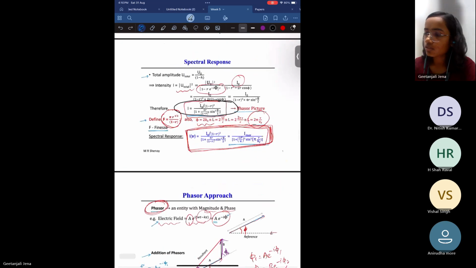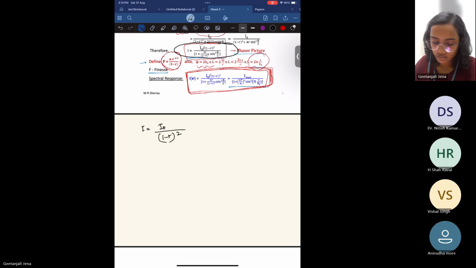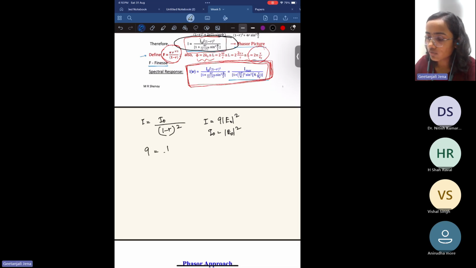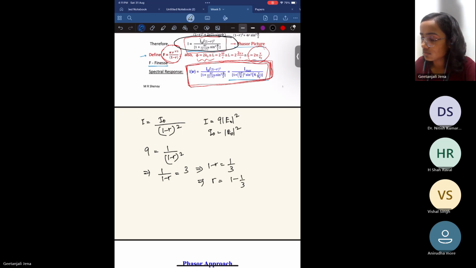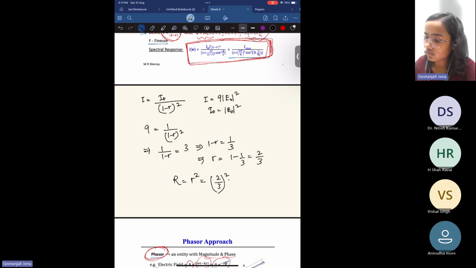Let me solve it here. If you take the maximum value of I, it will be I naught divided by 1 minus R square. I is already given, it's 9 E0 square, and I naught is nothing but E0 square. So 9 equals 1 by 1 minus R square, so 1 minus R is 1 by 3, and R is 1 minus 1 by 3, which is 2 by 3. It is asking about reflectivity, so reflectivity is R square, so 2 by 3 square is 4 by 9.